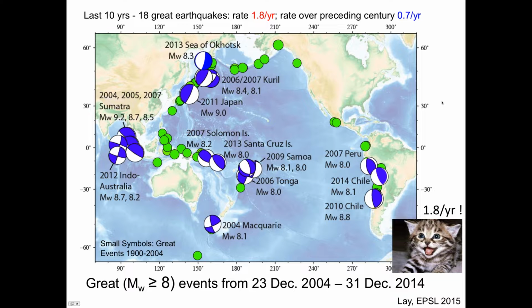What is surprising is that the number of them is quite high for a 10-year interval. There were 18 magnitude 8 or greater earthquakes in this 10-year period, which goes back to December 23rd, 2004, when the Macquarie Island earthquake struck. And that gives an apparent rate of great earthquakes of about 1.8 per year, which is about 2.5 times larger than the rate of great earthquakes for the prior century.